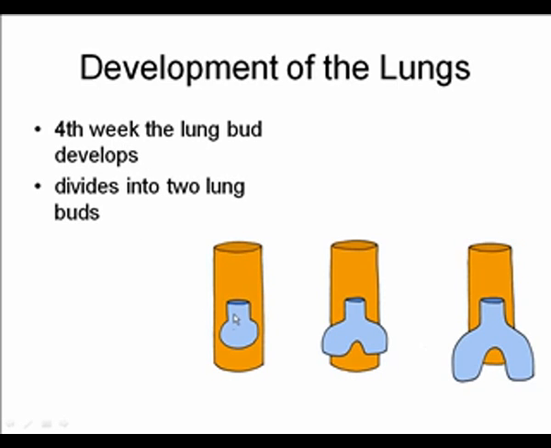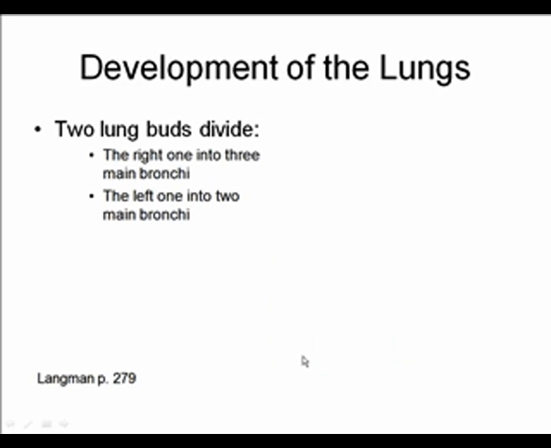As the lung bud develops, it's going to divide first of all into two lung buds, and then it will continue to divide differently on the right and the left side. The right then divides into three main bronchi, and the left into two main bronchi, much as you've seen in gross anatomy. One of the questions has to do with this branching pattern and what regulates the branching of the lung bud.